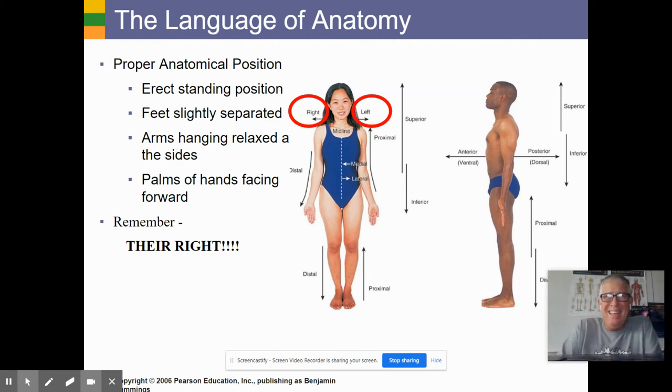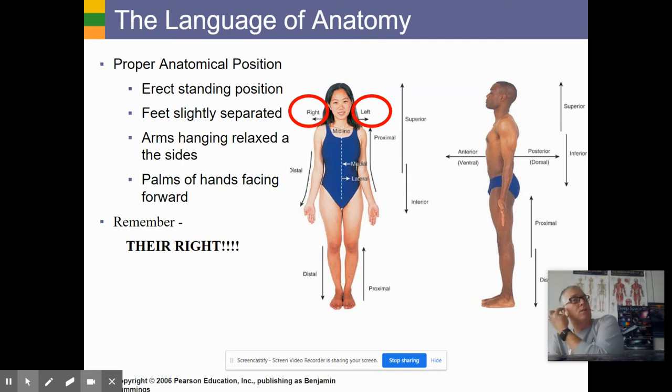Anatomical position is where you're standing erect. You can see this girl here is standing upright. Her feet are a little bit apart, pointed forward. Her arms are at her side. The palms are out towards the front, and her thumbs are out towards the outside. All right. So as you can see, she is looking forward. She's standing straight up. Her feet are pointed forward. Her hands are at her sides, and her palms are facing towards us.